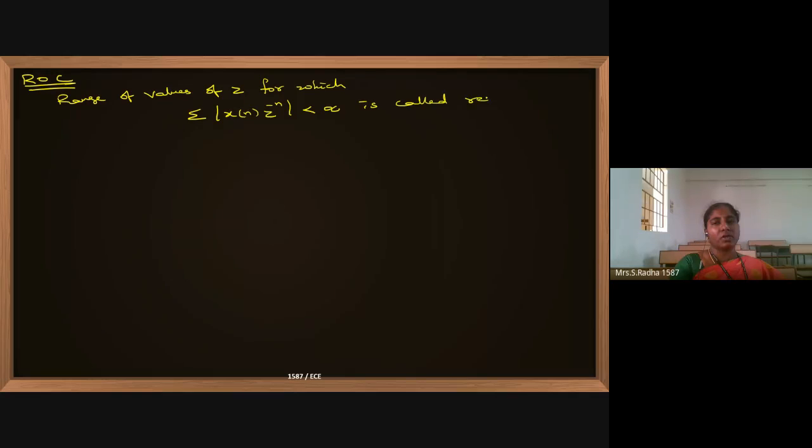First of all, what is ROC? The range of values of Z for which summation mod x of n z power minus n is less than infinity is called region of convergence. Region of convergence means ROC. In short, it is ROC. Convergence means finite value.